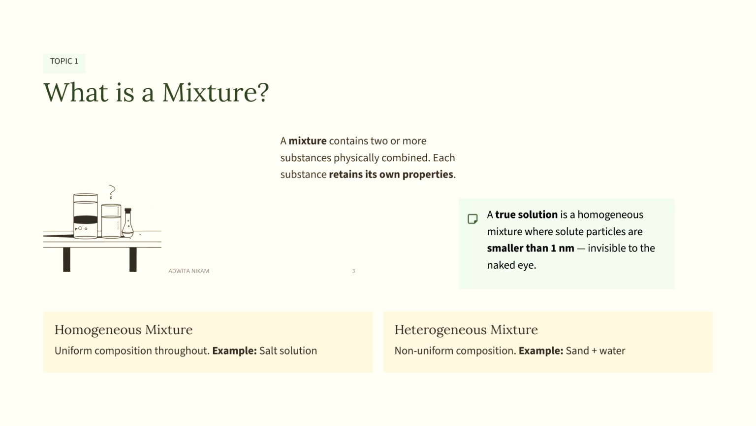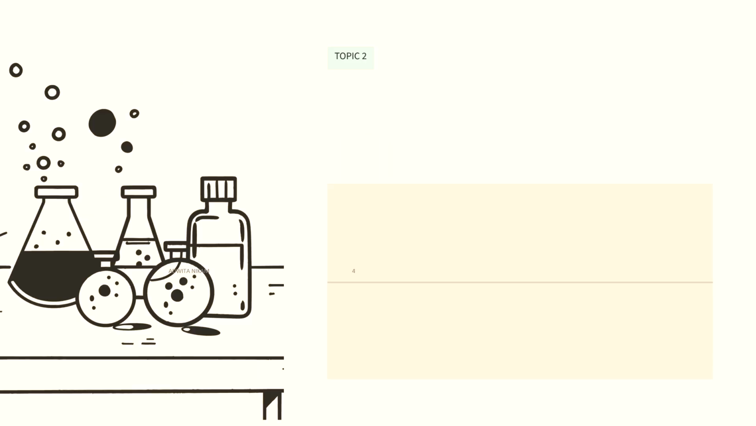Let's revise quickly. A mixture is a physical combination of two or more substances. Homogeneous mixtures have uniform composition, and heterogeneous mixtures have a non-uniform composition. A true solution is simply a homogeneous mixture with extremely tiny particles. Great! Now we know what mixtures are.